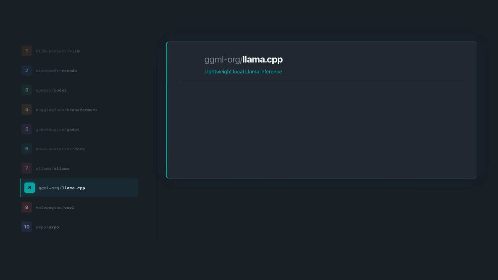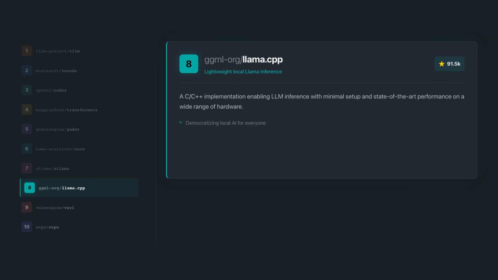Number 8. ggml.org/llama.cpp. If Ollama is the friendly interface, llama.cpp is the engine underneath, and much more besides. Georgi Gerganov's pure C/C++ implementation proved that large language models don't require massive infrastructure. Through aggressive quantization, down to 1.5 bits per weight, llama.cpp runs capable models on consumer hardware, even CPUs without GPUs.